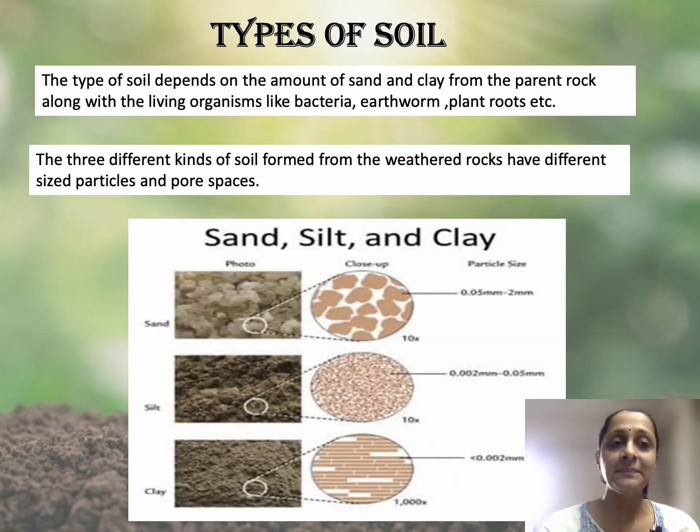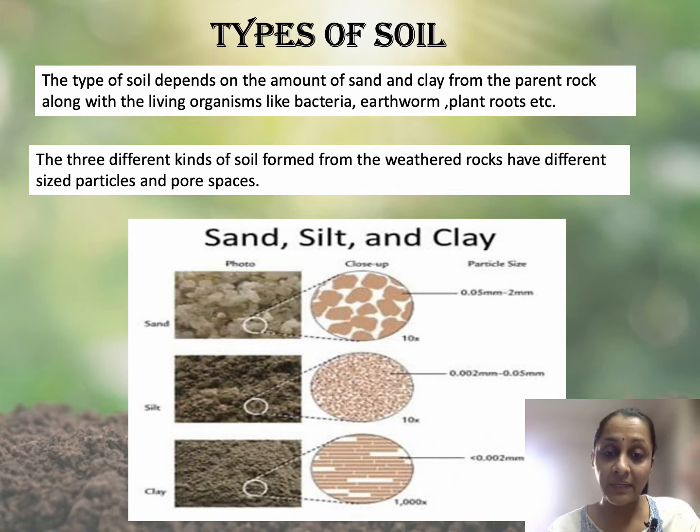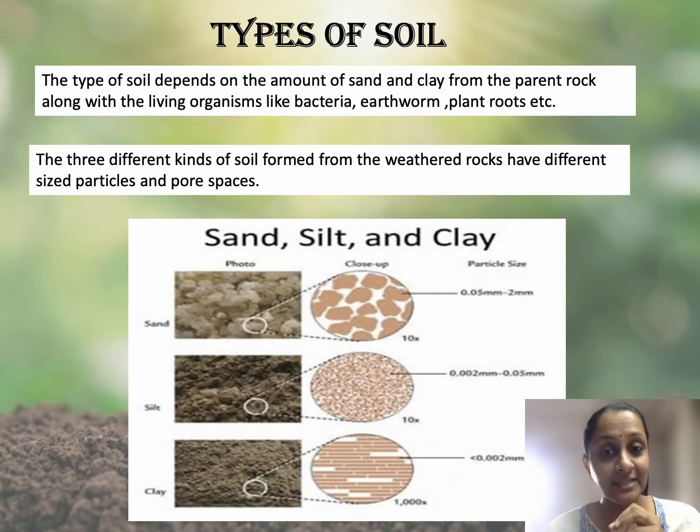So let us see that the type of soil depends on the amount of sand and clay from the parent rock. When the parent rock, that is a big rock, with the effect of weathering, breaks down into small pieces and comes down through the riverbeds and through the mountains, the soil which is formed will have a different composition of sand and clay, and this different composition results in different types of soil. Apart from the sand and the clay, it is also going to have certain organisms, bacteria, earthworms, and a mixture of all these things will decide the kind of soil it will make.